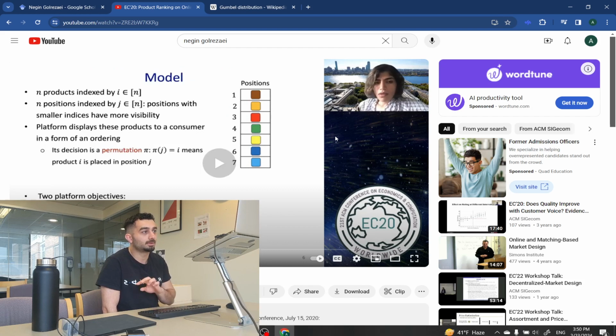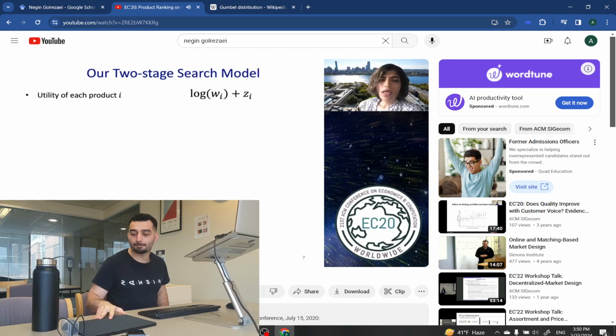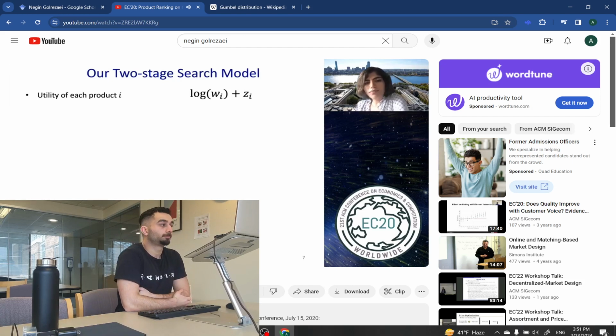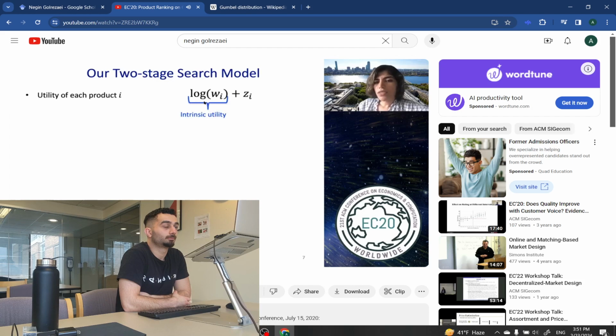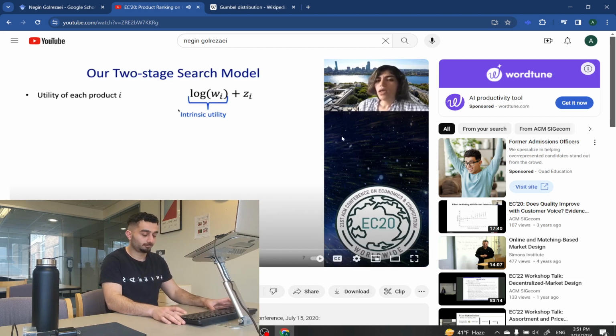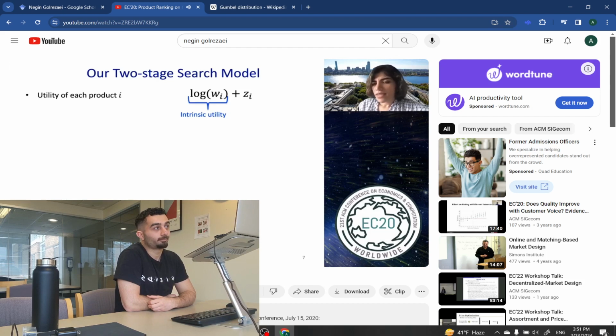Okay, let me start here again. Now let me walk you through our two-stage search model. I'm going to start with explaining how we model the utility of each product I. The utility of each product I can be written as two terms. The first term, the log of WI, which we refer to as the preference weight of product I, is called intrinsic utility. This is the part of utility which is the same across all consumers. And the second term is the idiosyncratic part of the utility that is different across consumers.